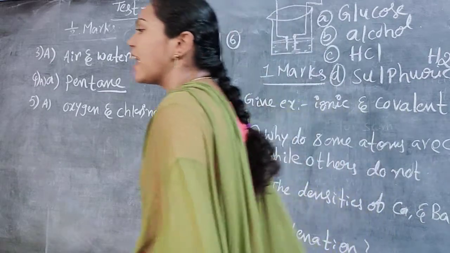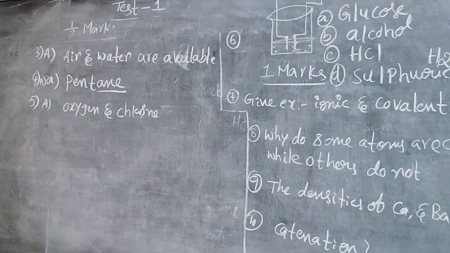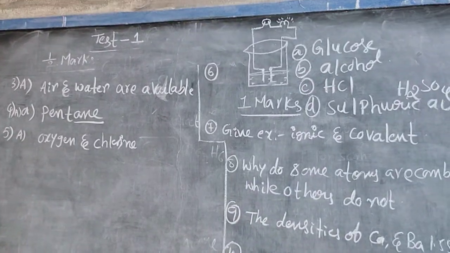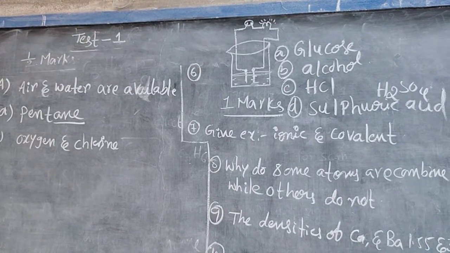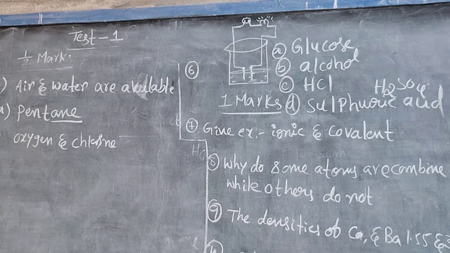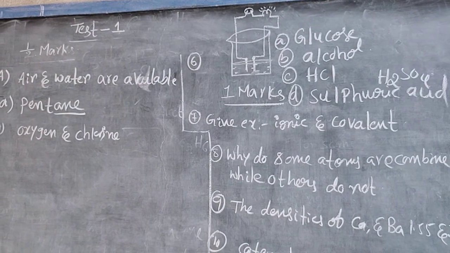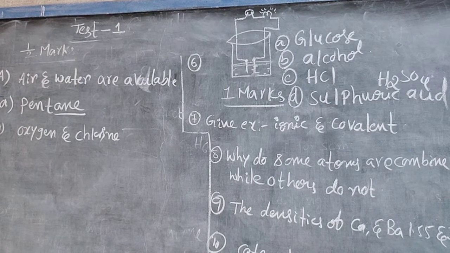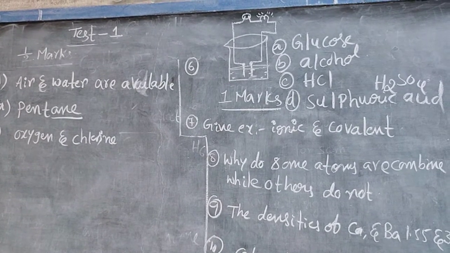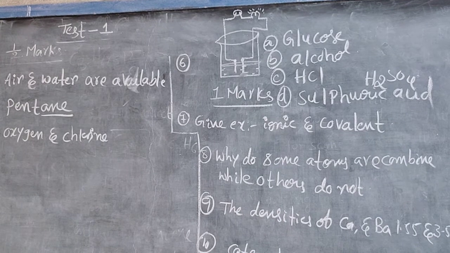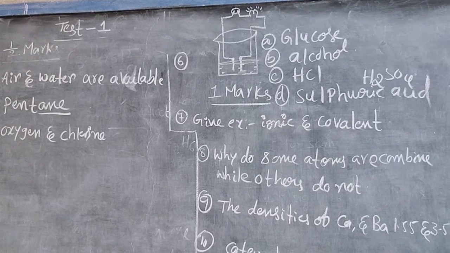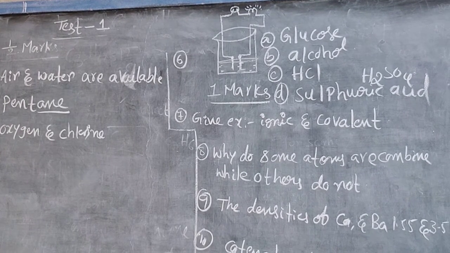Do you understand? They have given the diagram and the options. They are asking the question: in the above experiment, the bulb glows in the presence of which solution? Option A, Glucose, B. Alcohol, C. Hydrochloric acid, D. Sulfuric acid. The formula is H2SO4. Yes, we know already.